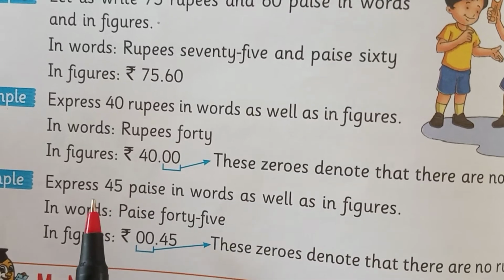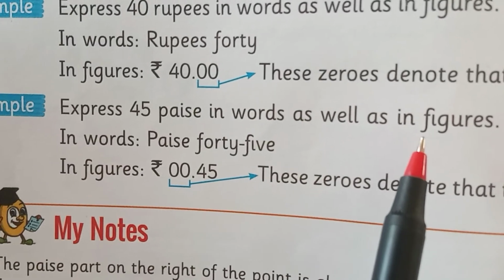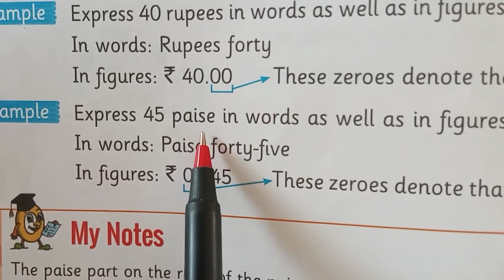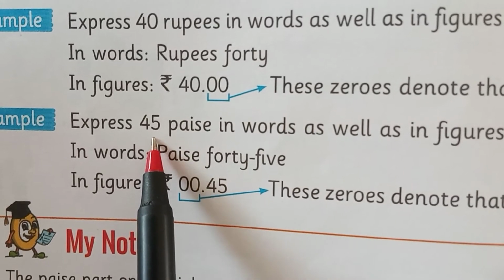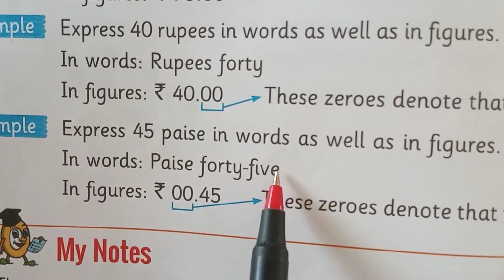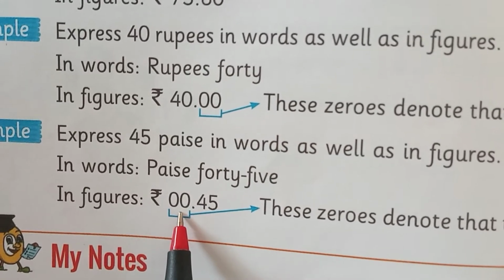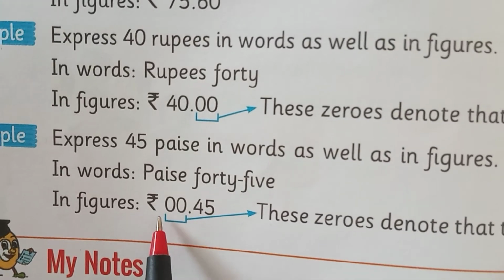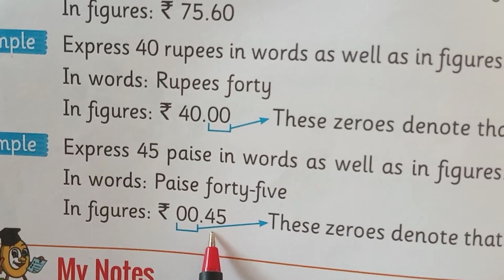Okay. Now move to the third example. Express 45 paise in words as well as in figures. Now children, there is only paise, no rupees. So for rupees we will use 00. Now in words you will write paise 45, because there are no rupees. And in figures you will use the rupee symbol, and for rupees you write 00.45. So rupees 00.45. This is in figures. I hope you are getting it.